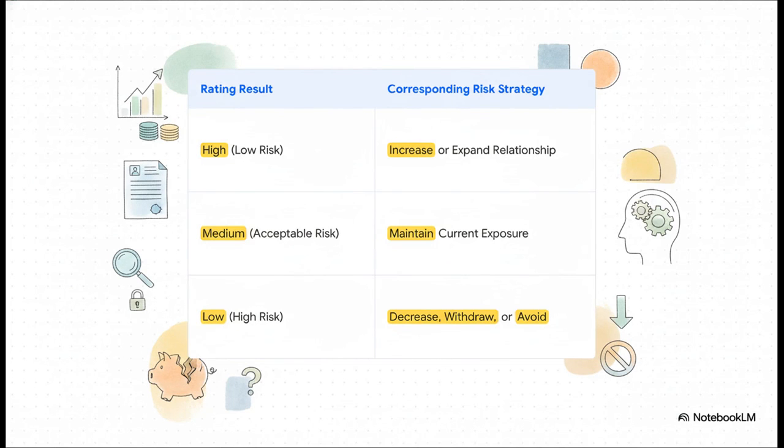And this is why that shorthand is so incredibly important. Because that rating doesn't just sit there on a report, it directly drives the business strategy. If the rating's high, that means low risk. So hey, let's do more business. If it's in the middle, okay, we'll just maintain things as they are. But if that rating is low, whoa, that's a red flag. It means high risk, and the strategy is to back away, reduce your exposure, or just avoid the deal completely. The analysis literally turns into an action plan.